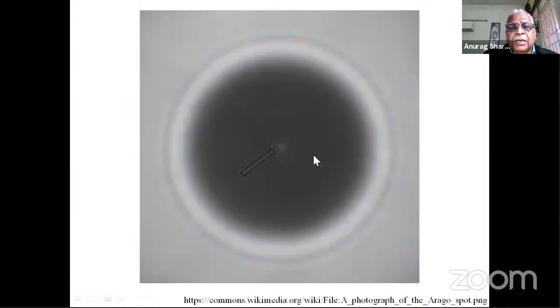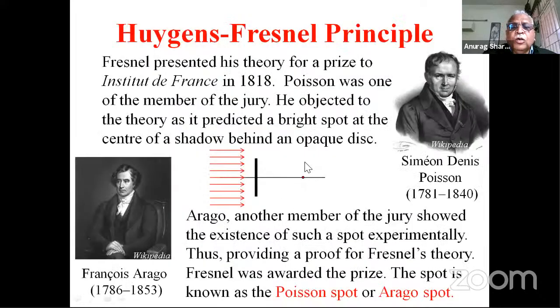And I have a picture here. You can see this is a picture which was experimentally taken by somebody, and this is the bright point you can see here. By the arrow, I have tried to point it out. I don't know whether you can see this clearly. Okay, so this is the bright point. So Poisson objected to the theory, saying this is absurd, and hence this theory cannot be valid.